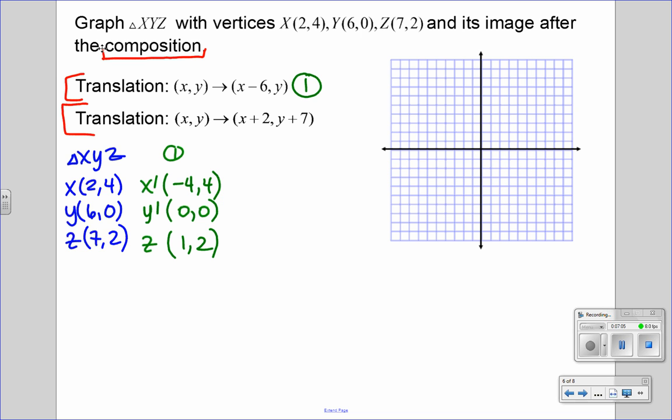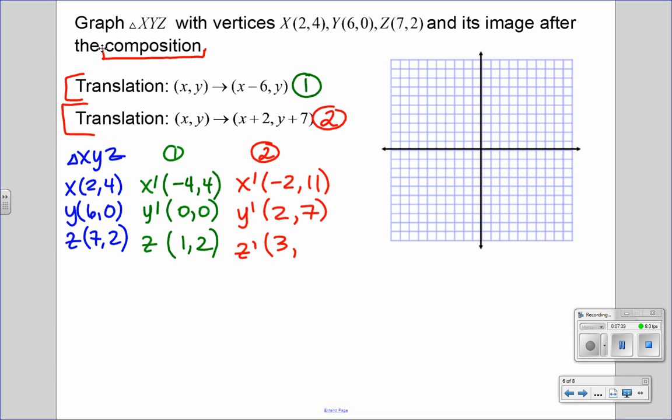Then we're going to apply that second translation to the green. So now we're starting with the green, and from the green points, we're going to add 2 to x, add 7 to y. So negative 4 plus 2 is a negative 2, and 4 plus 7 is 11. 0 plus 2 is 2, 0 plus 7 is 7. 1 plus 2 is 3, and 2 plus 7 is 9.